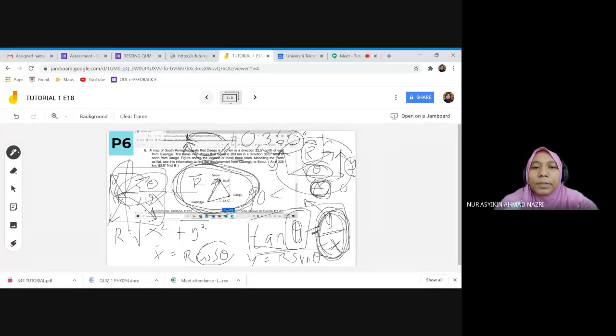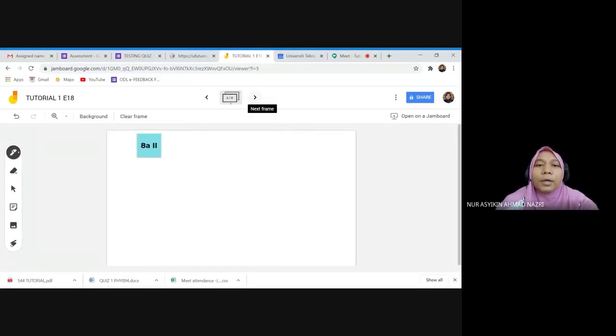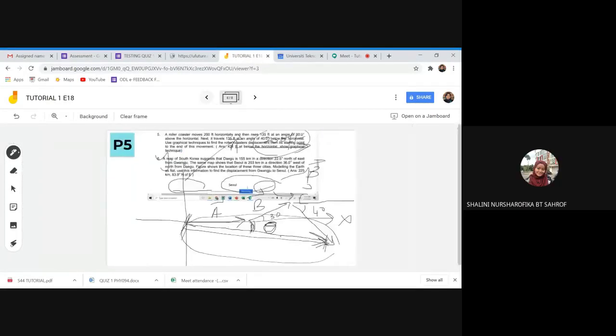Nampak macam simple je. Okay, so that's why macam yang ni final answer tengok ni. Dia ada provide north of east. Jangan tinggal angle tu macam tu je. 3.9 degrees, so it might be at the second, third or your fourth quadrant. So must be details or must be specific. So here they did mention north of east. So that's the correct angle.